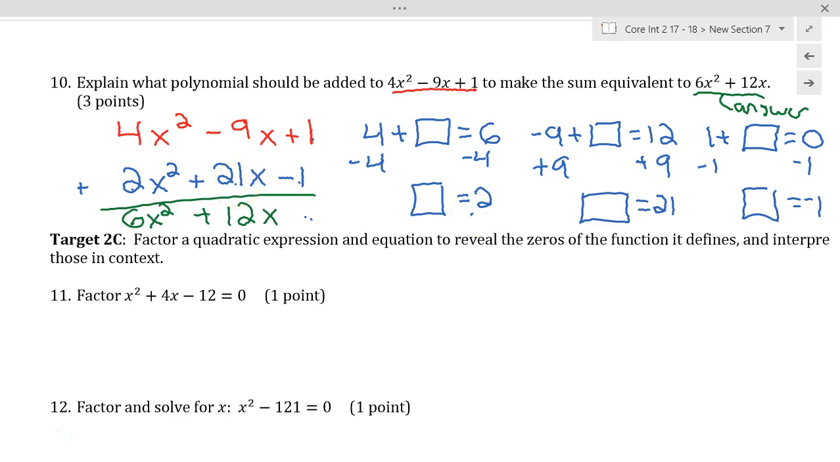Okay, so if you can do it just by kind of thinking about it, that's fine. But this is the mathematical work for it if you're having trouble thinking of those numbers. All right, go ahead and look over target B and then do the target C review.